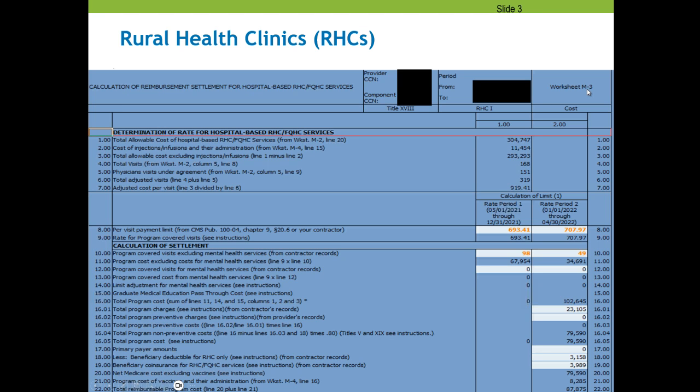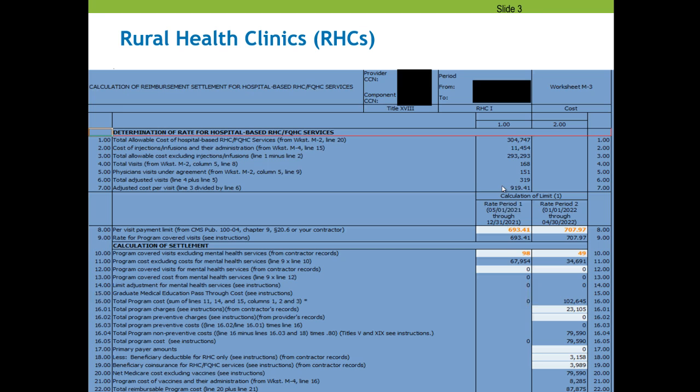This is M-3. The productivity standard is on M-2, so you can see that the total visit calculation is on M-2. Now, there's also an adjustment to the visits. If you have some physicians' visits under agreement, you might be adding those in because the cost is up here, so the visits need to be up here. In any case, you get the total adjusted visits. So we have an adjusted total cost divided by total adjusted visits, and you get your adjusted cost per visit. If there was no cap, this is what the facility would be reimbursed for every Medicare visit.